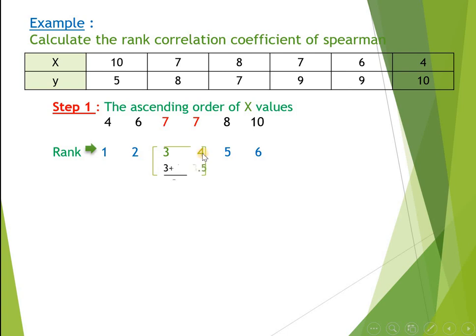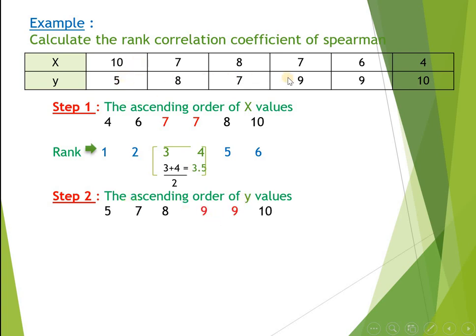What is the average between 3 and 4? Just add the two values, divide by 2, it's going to be 3.5. And 8 is the fifth, 10 has rank 6. Step 2, the ascending order of y. The smallest value here is 5, next 7, 8, 9, 9, 10.